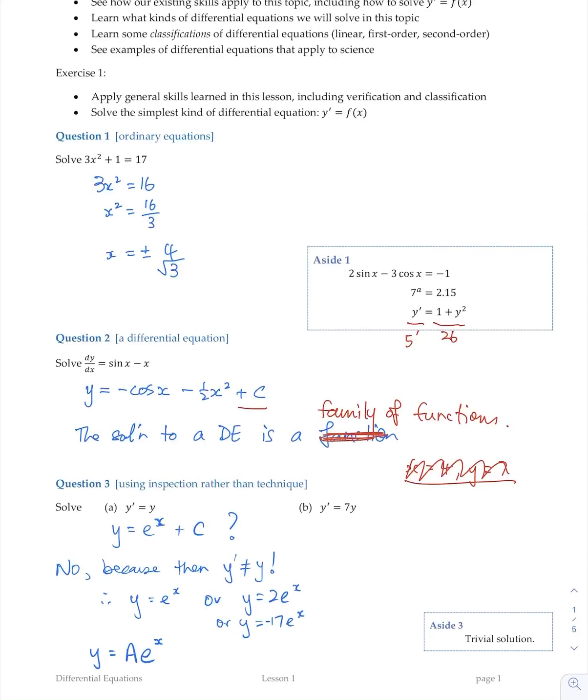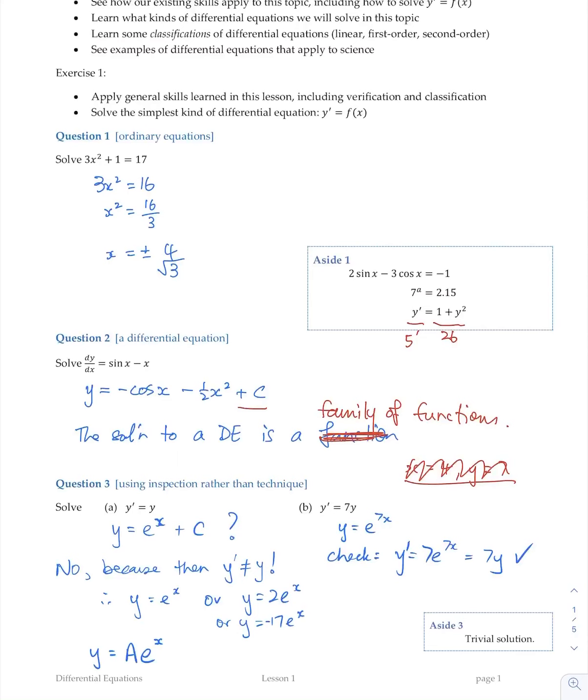For question B, y dash equals 7y, then well, we've got y equals e to the 7x will fit the bill. We know better than to put a plus c, so y equals e to the 7x. And if we check, right, then y dash, the 7 comes out, 7e to the 7x, and that is 7y. Okay, so that's a tick.